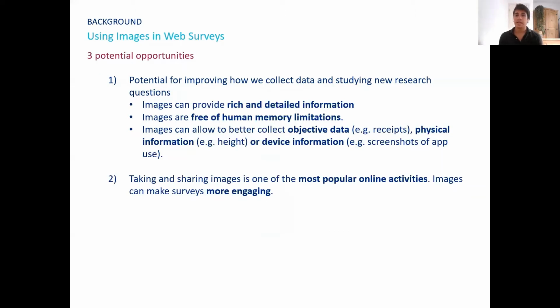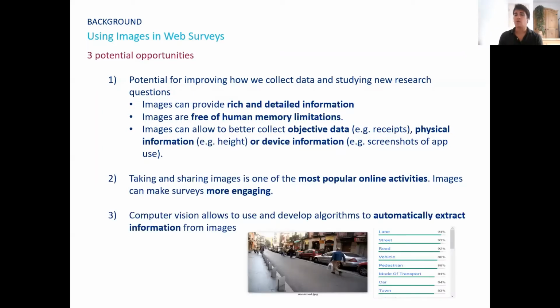Second, taking and sharing images is one of the most popular online activities. People are used to taking pictures and sharing them with their friends in order to describe what they are doing. So if we ask them to upload images, maybe we make the surveys more engaging and more natural for them. And finally, nowadays we can use computer vision algorithms and APIs in order to automatically extract information from images instead of manually coding those images. So the burden now is lower than before.